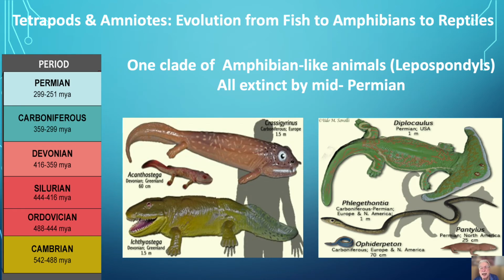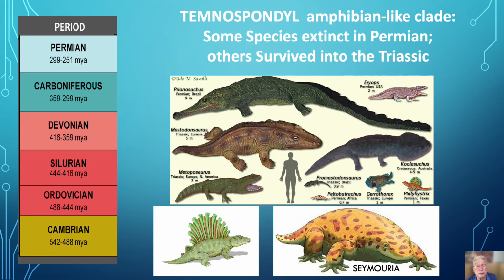Because true amphibians and reptiles had not evolved yet, and the varied characteristics of Permian vertebrates often blurred the line between reptile and amphibian, many Permian vertebrates are best referred to as just tetrapods, the four-leggeds, or amniotes if they no longer need to lay their eggs in water. One clade of amphibian-like animals, the Lepospondyls, appeared in the Carboniferous but were extinct by the mid-Permian.